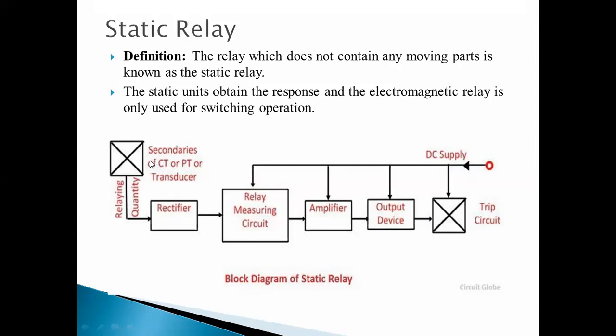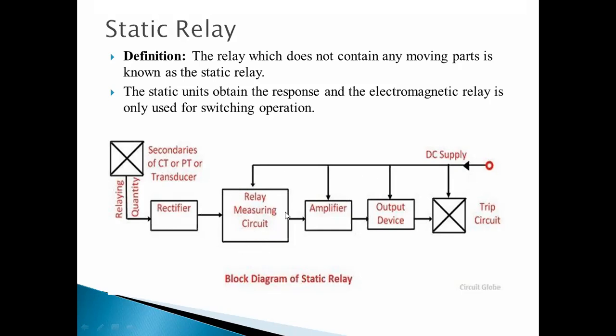The secondaries of CT or PT or a transducer give the relaying quantity, whatever current or voltage is obtained from the CTs or PTs. If we use another device, we can use the transducer for conversion to the electrical quantity. Then the rectifier is used for AC to DC, and then the relay measuring circuit is there.